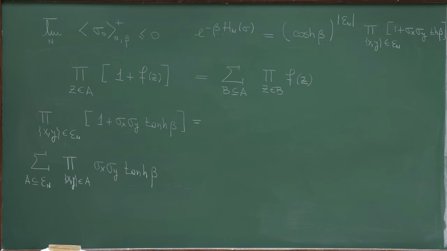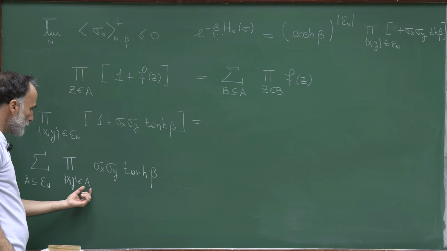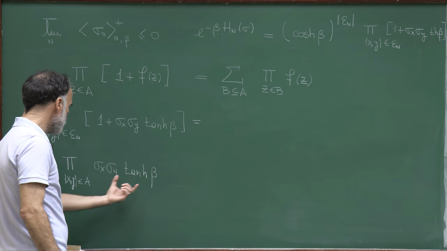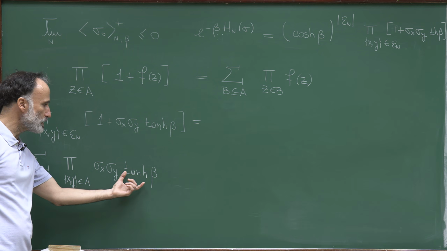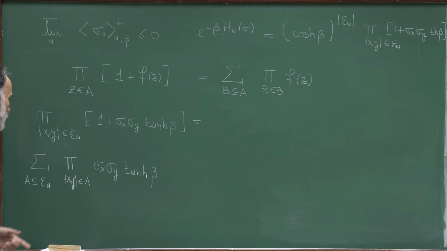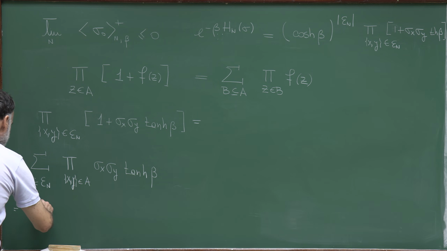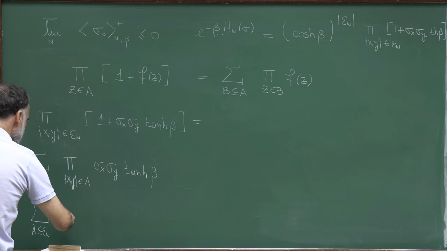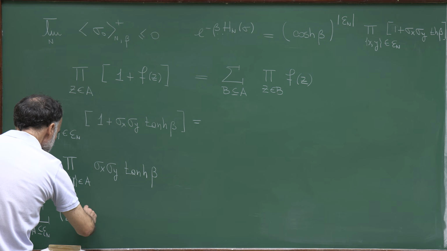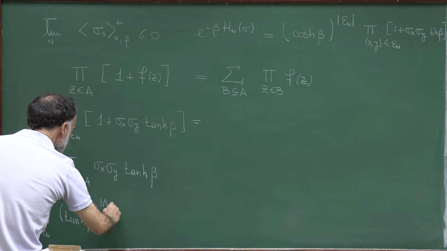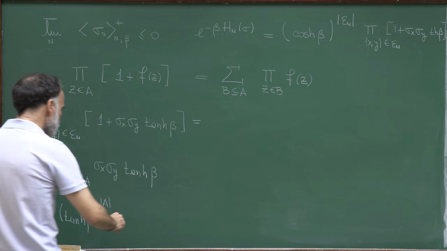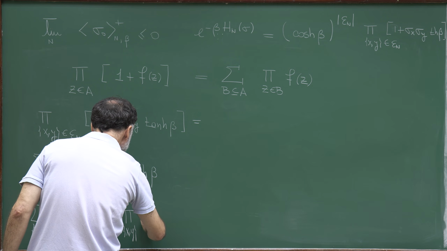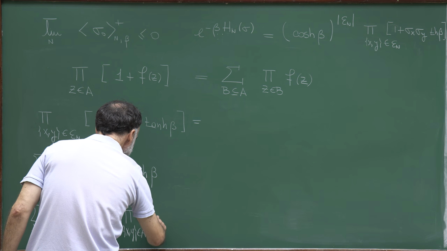So this product is actually equal to that sum. You see that here, this factor appears once for every term. So what we get here is that if you take it out from the product, this is the hyperbolic tangent of beta to the power number of elements. So this is equal to the same sum over A in En, then the hyperbolic tangent of beta to the power of the number of elements of A, and then I have the product over xy in A of sigma x, sigma y.